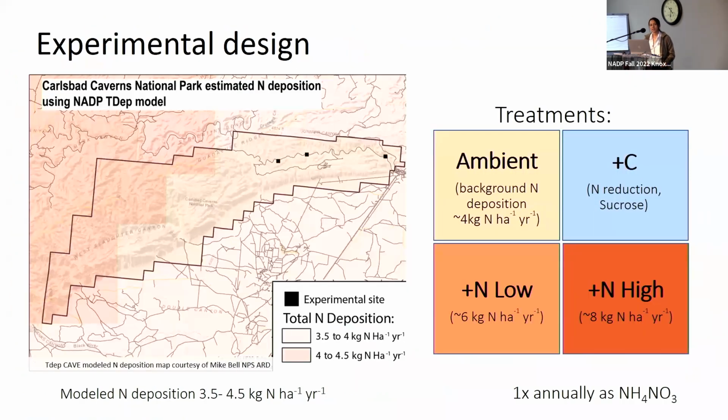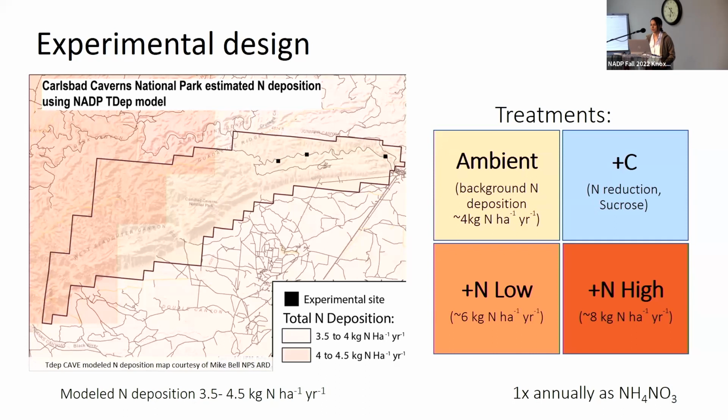Our experimental design was designed around the model deposition that was predicted to be occurring at the time of the study design. It was modeled to be occurring in a gradient from 3.5 to 4.5 kilograms of nitrogen per hectare per year, and we established 3 sites within the lower part of the gradient. And we had 4 levels of nitrogen addition treatment.